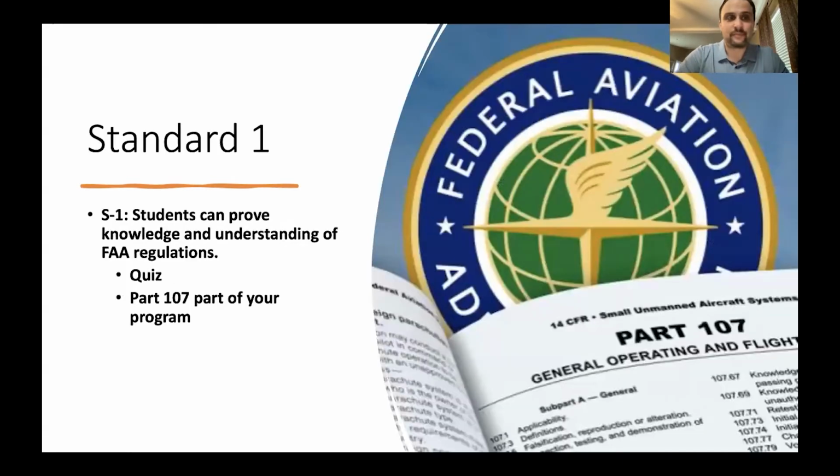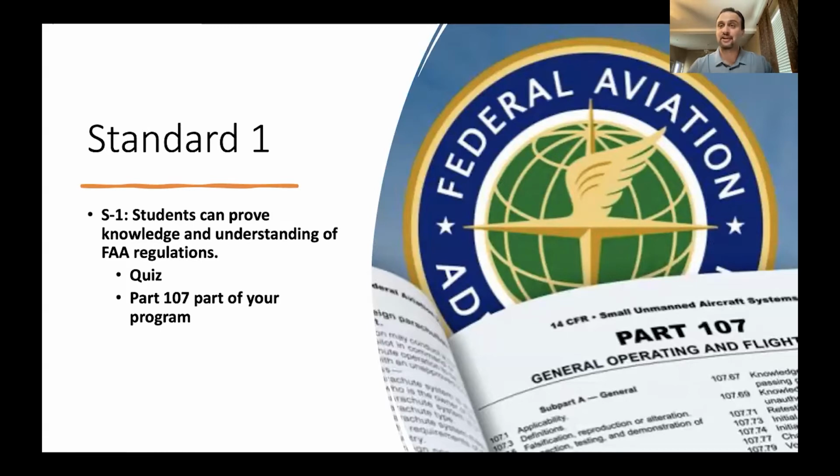So standard number one. We're going to go through all 6 standards, then we're going to go through all 4 tasks. So standards are what you need to know, and tasks are what you have to do. So standard number 1 is students can prove knowledge and understanding of FAA regulations. You have to know FAA regulations.